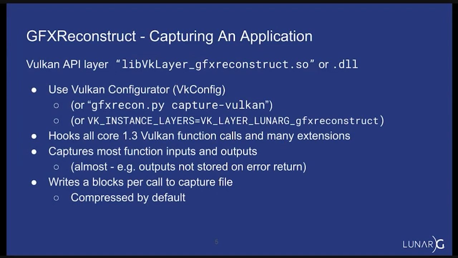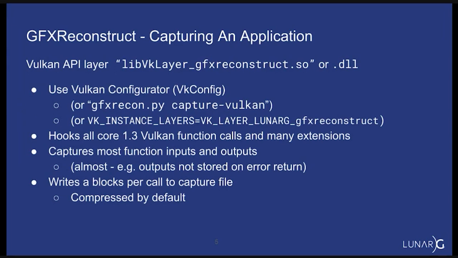We capture most function inputs and outputs. If a function fails, then we don't store the outputs because those could be invalid, potentially junk. And the layer writes one block per call to the capture file, compressed by default. Output's not stored in error return.